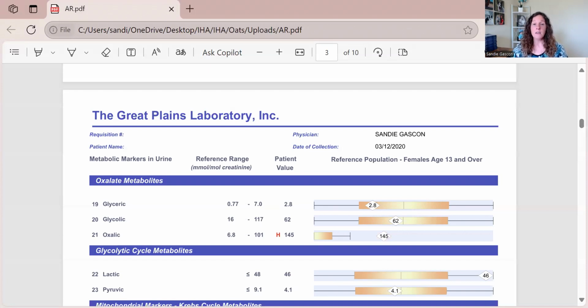We also endogenously produce oxalates. So when I run genetics, I'm looking at oxalate genes because there are some people who have a lot of oxalate genes. They have poor metabolism genetically.